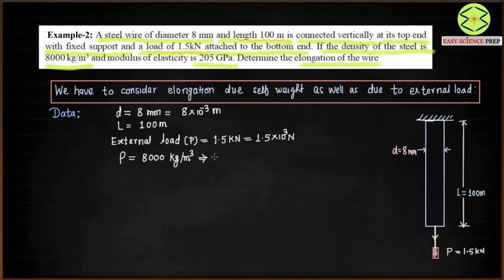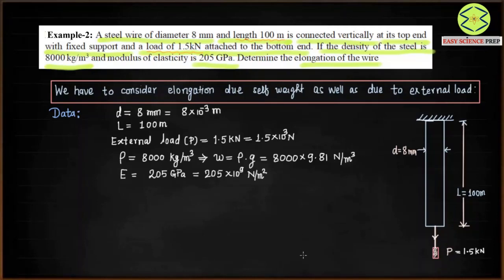This will give us the weight density, small w, that is mass density times gravitational acceleration. This is 8000 multiplied by 9.81 newtons per meter cube. We also have the modulus of elasticity, that is Young's modulus, which is 205 gigapascal. That's 205 into 10 raised to 9 newtons per meter square, since Pascal is newton per meter square. So we have all the data available with us.